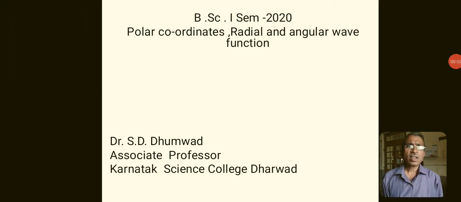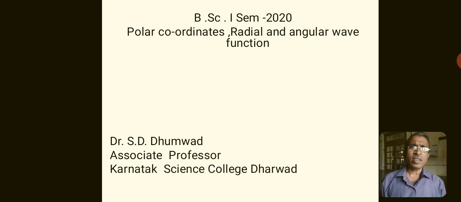Dear students, in the previous class we have studied the quantum numbers. In these we studied the principal quantum number, azimuthal quantum number and magnetic quantum number, which are derived from the Schrödinger wave equation. Now today we study in a little more detail how these quantum numbers are derived.